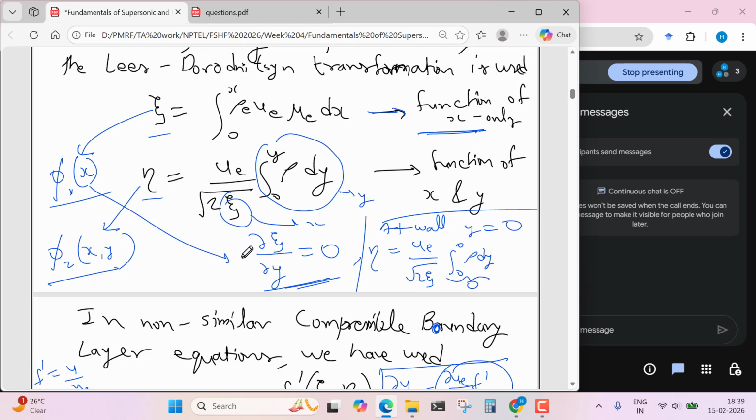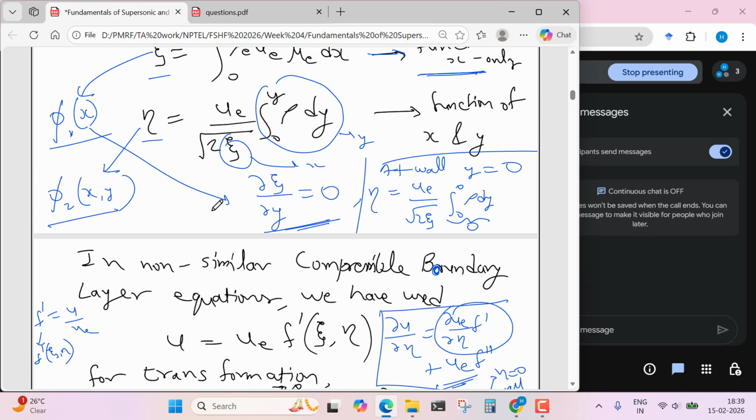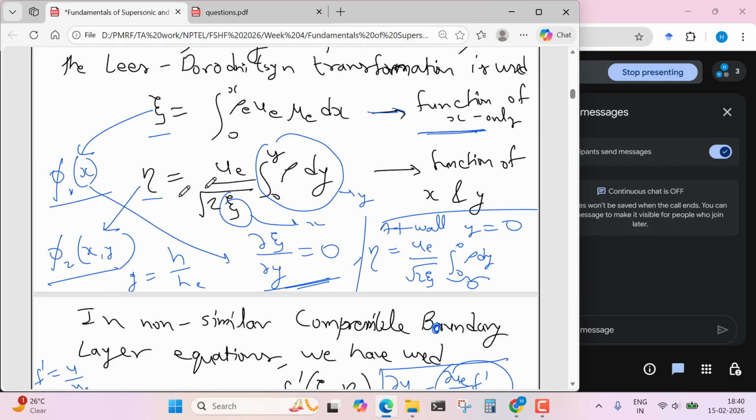And the second thing is that we are defining two functions also. F of xi and eta is equal to u upon u_e, and the second one is g equal to h upon h_e, where g is also a function of xi and eta. So you can say this is only a coordinate transformation in terms of f and g.